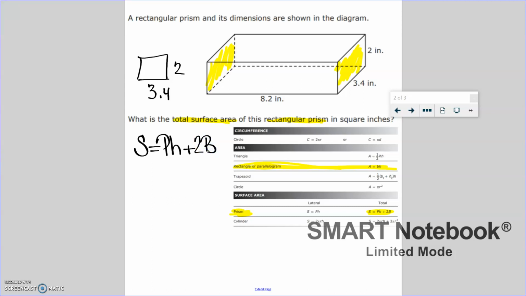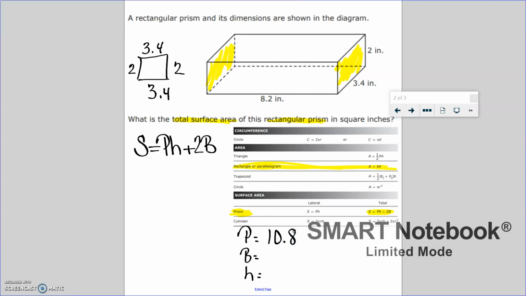So we're going to label out the missing information. We need to find perimeter of the base. We need to find the area of the base. We need to find the height of the prism. Okay. So in order to find the perimeter of my base, I am going to add all of my sides together. So if this is 2, this is 2, this is 3.4, and this is 3.4, we add all my sides together and we get 10.8 for the perimeter of the base.